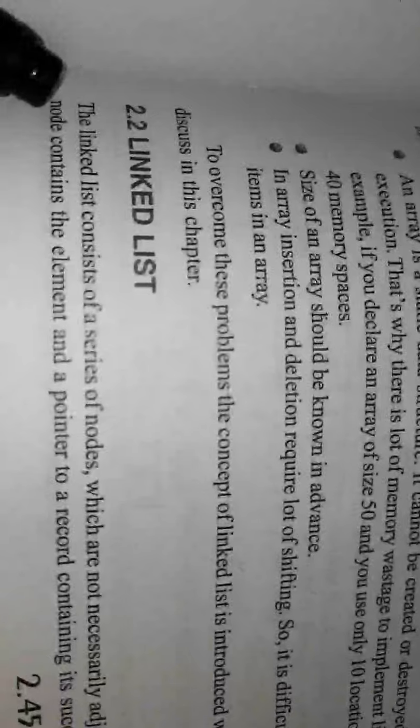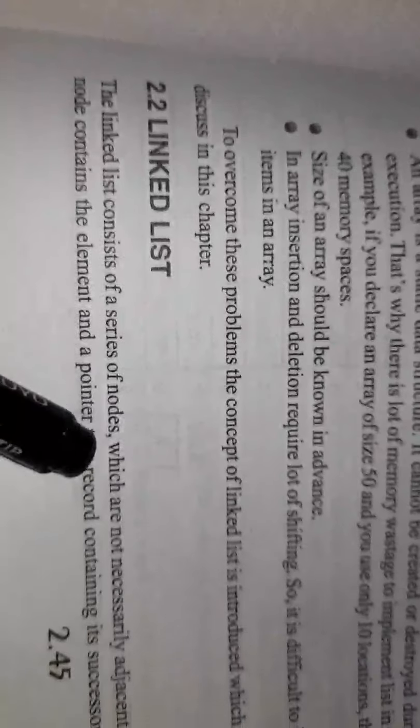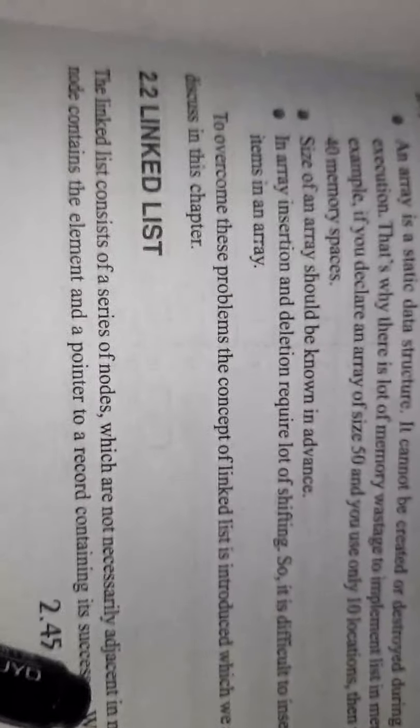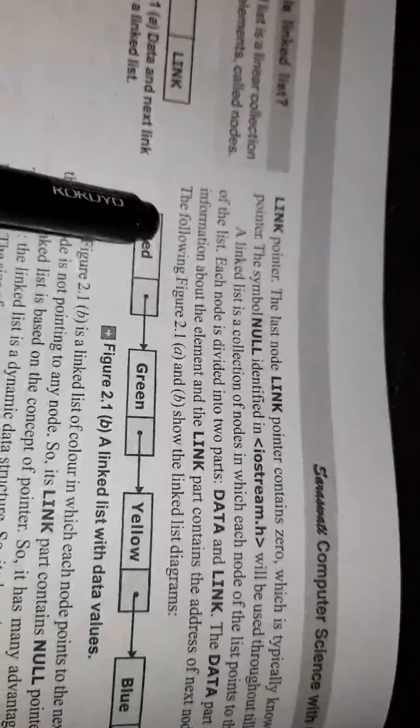But how is it able to link all those data together? Each node contains the element and a pointer to a record containing its successor. That's how you get the name linked list. So you can see here that this is the data: red, green, yellow and blue.